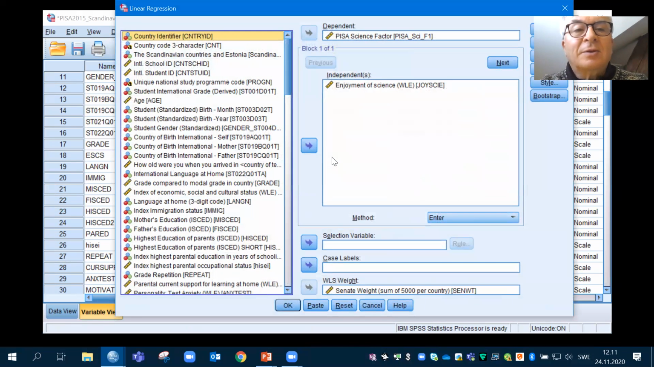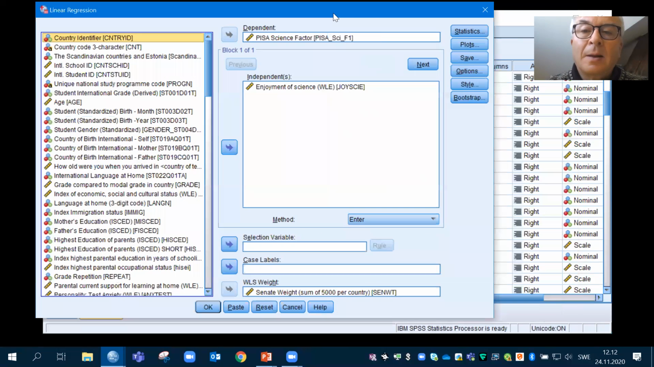So now, if you select the linear regression, you can see it here. You can select the dependent variable that you are interested in, and you can select the independent variable or variables. If you want to pick more, then you pick more. Just as in ANOVA, we have here the weight. So just because we have the Scandinavian countries, I have put the senate weight here so that the countries will be treated as if they were of equal size, or their samples would be of equal size.